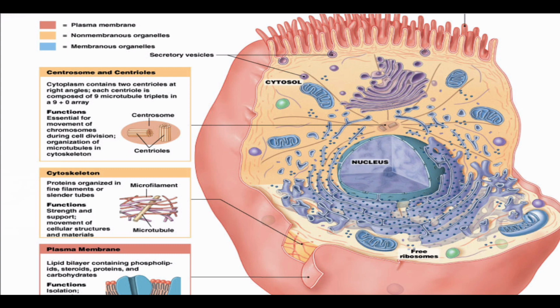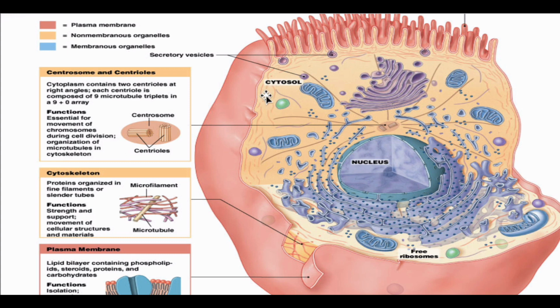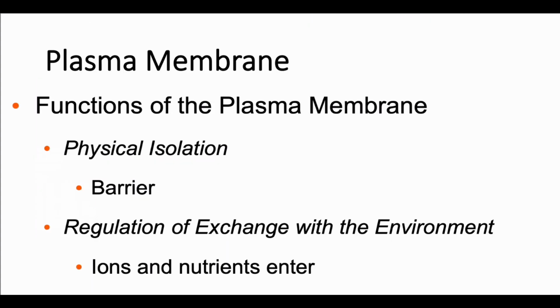As we move along, we talk about the plasma membrane and the functions of the plasma membrane. So the plasma membrane, we're talking about all this over here. Okay, this is what separates the outside from the inside. The plasma membrane acts as a physical barrier to protect the contents of that cell from its surrounding. In addition to that, it also regulates what is able to come in and what is able to leave.